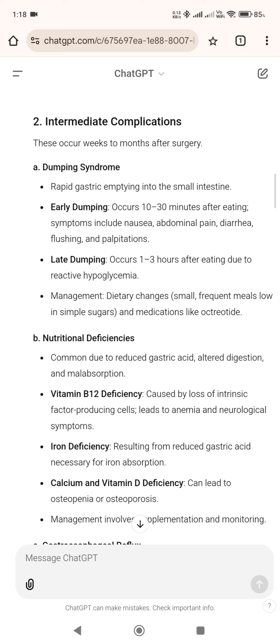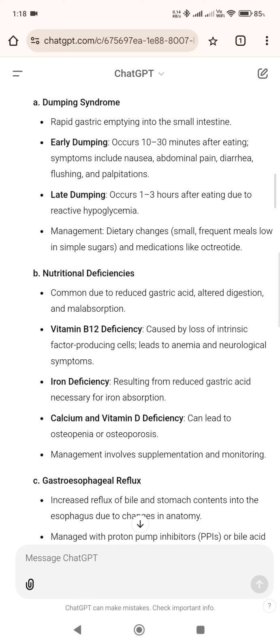A. Dumping syndrome. Rapid gastric emptying into the small intestine. Early dumping occurs 10 to 30 minutes after eating. Symptoms include nausea, abdominal pain, diarrhea, flushing, and palpitations. Late dumping occurs 1 to 3 hours after eating due to reactive hypoglycemia. Management: dietary changes, small, frequent meals low in simple sugars, and medications like octreotide.